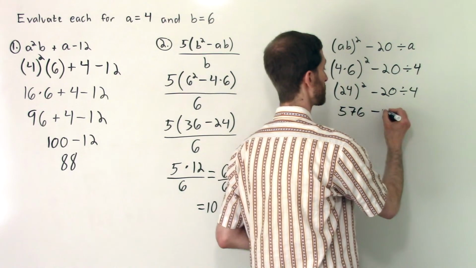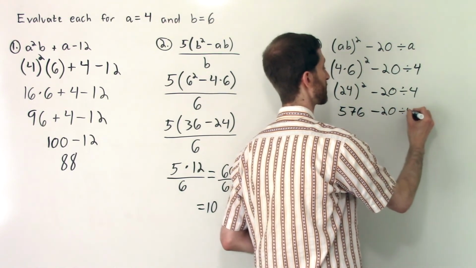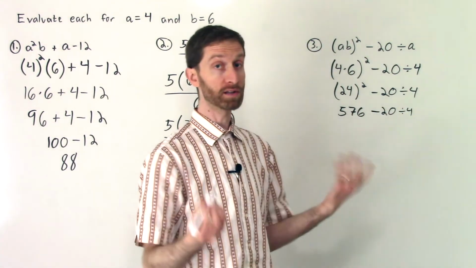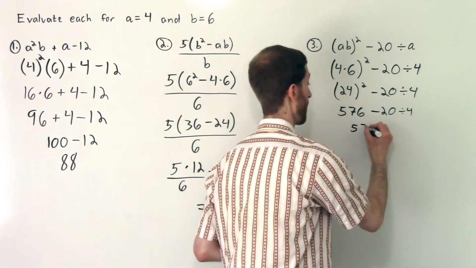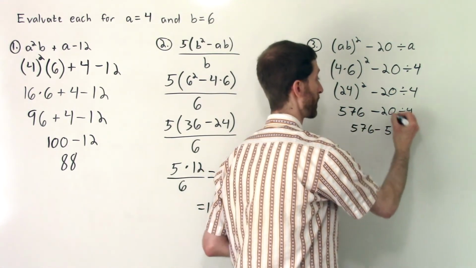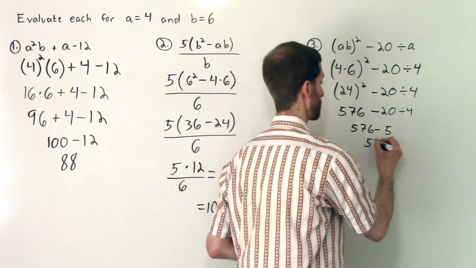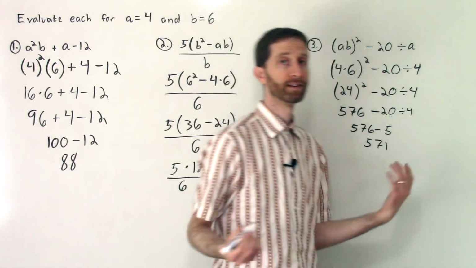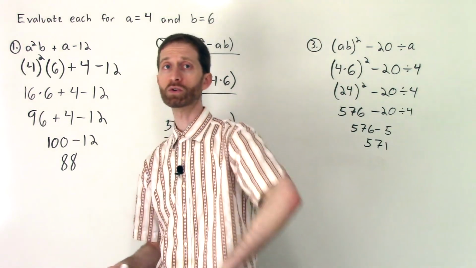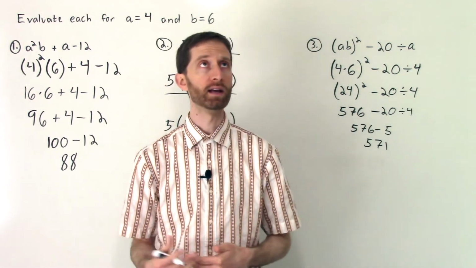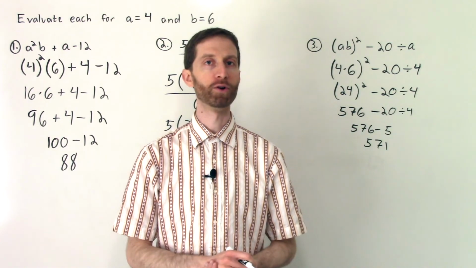Then we've got subtraction followed by division. We'll do division next. 20 divided by 4 is 5. So I get 576 minus the result of 20 divided by 4, which is 5. And then we subtract them, which is 571. That's it, peeps. Evaluation, as I showed you, can be practiced again and again and again. And then you're just left with using the order of ops. Aw, yeah.